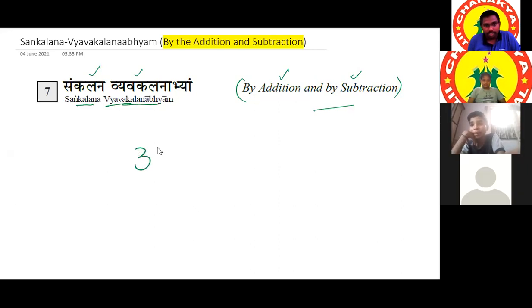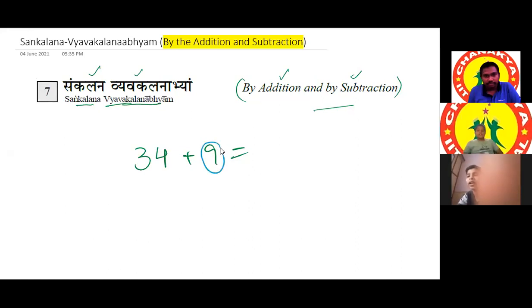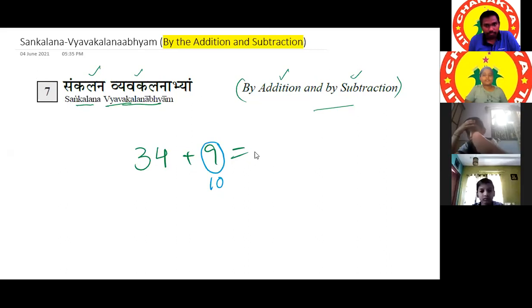Any number, suppose if it is 34 plus 9. What is the way? What is the approach? Sir, we can add 10 and again subtract 1. The answer will be 43. Very good, correct. Instead of adding 9, we'll add 10.